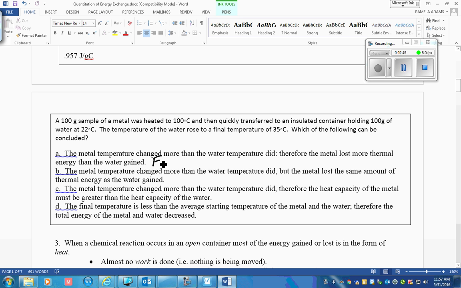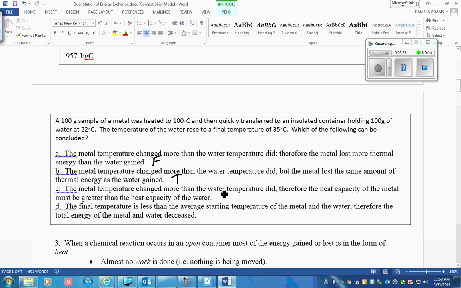B: The metal temperature changed more than the water temperature did. That is correct. But the metal lost the same amount of thermal energy as the water gained. That is also a true statement. The difference between the metal and the water is their respective specific heat capacities. C: The metal temperature changed more than the water temperature did, therefore the heat capacity of the metal must be greater than the heat capacity of the water, when in fact the opposite is true. Water has a higher heat capacity than the metal does. That's why its temperature is resistant to change.